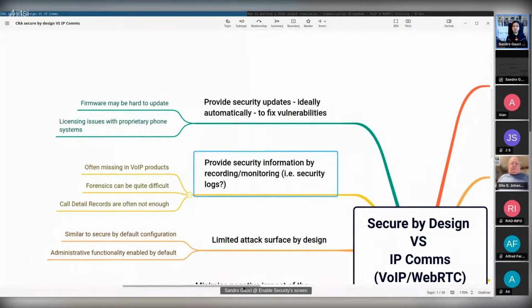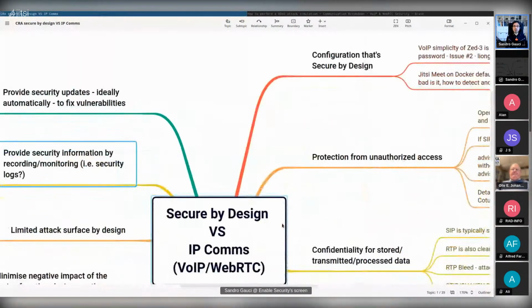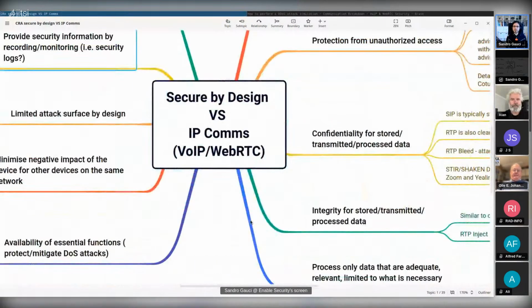So that's what I had, this mind map. I hope that it gives a bit of context in terms of IP communications.